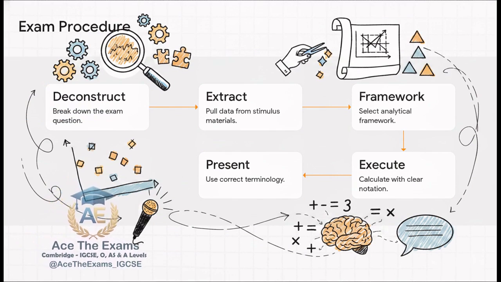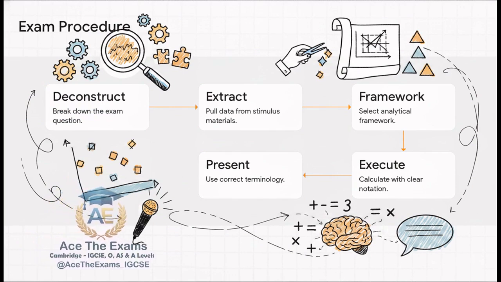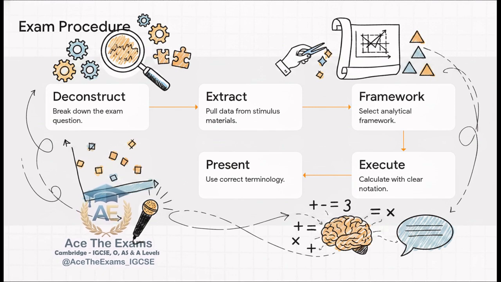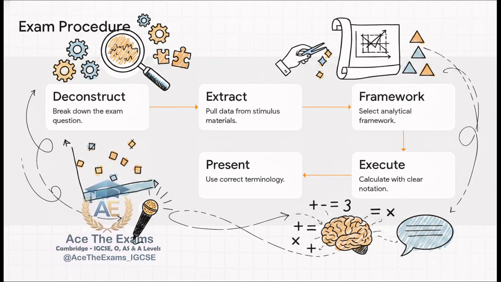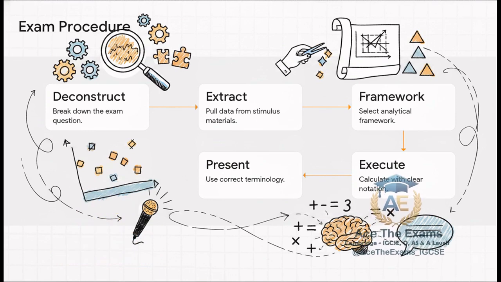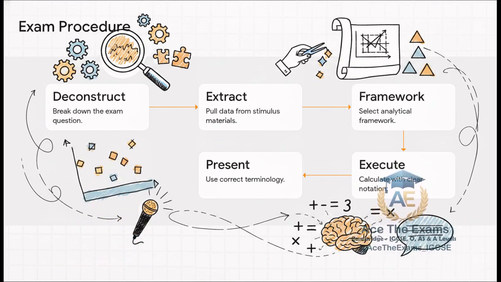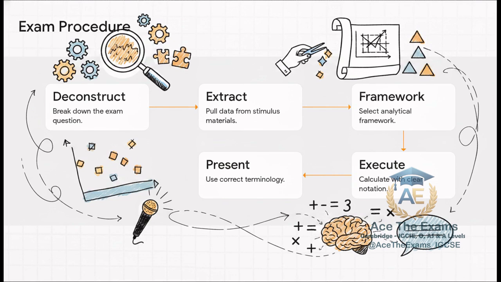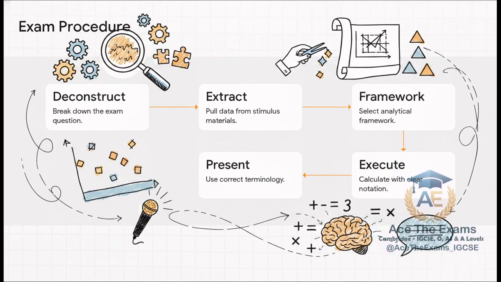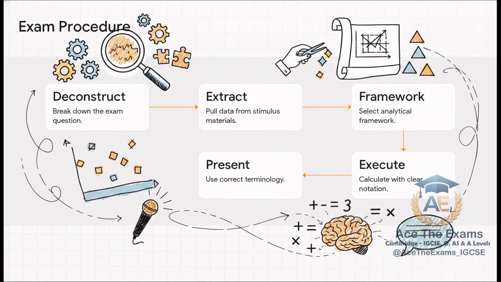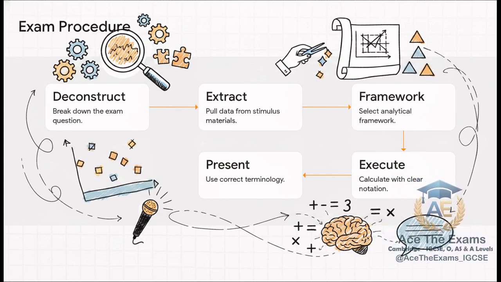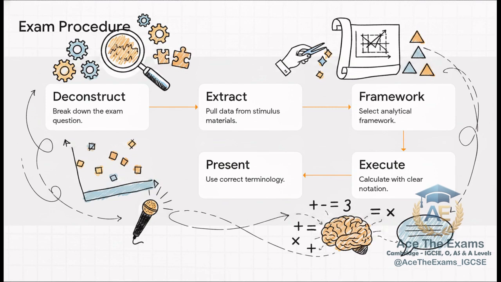Step 1. Deconstruct the question. Step 2. Extract the stimulus data. Step 3. Select your analytical framework. Step 4. Execute with clear notation. And finally, Step 5. Present your answer with the correct terminology. If you follow these 5 steps, in this exact order every single time, you eliminate the panic and you force yourself to align perfectly with exactly what the examiner wants to see.